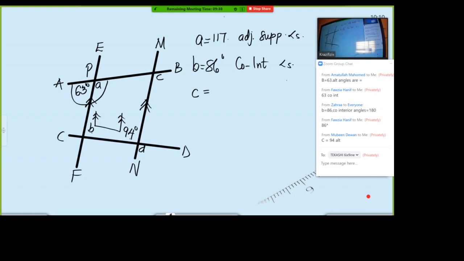Mubin, alternate. Are you sure it is alternate? Check it again. Remember, CD and AB are not parallel. So I doubt that 94 is correct. Let's check again. I doubt that 94 will be correct because AB is not parallel to CD. The only two parallel lines are EF and NM.